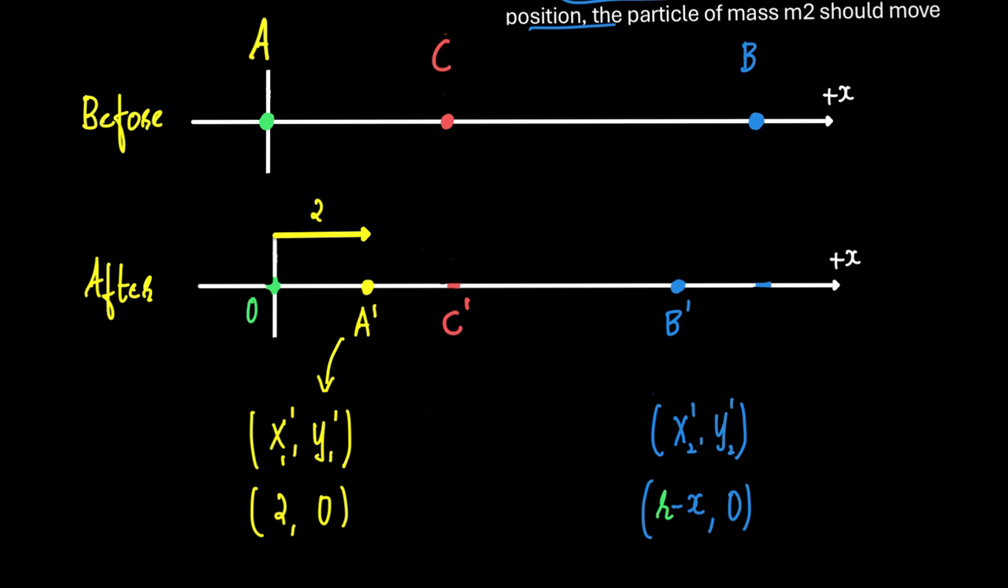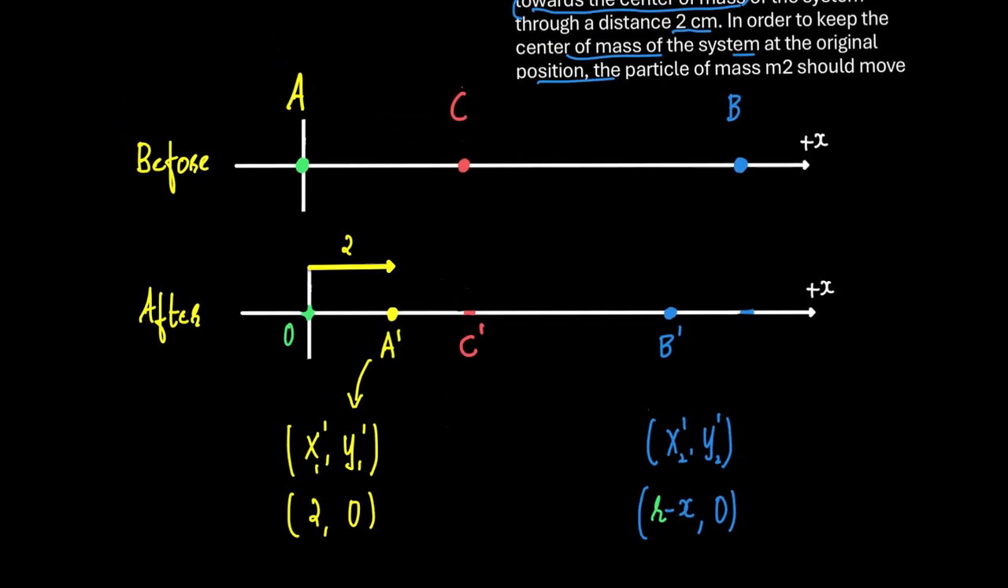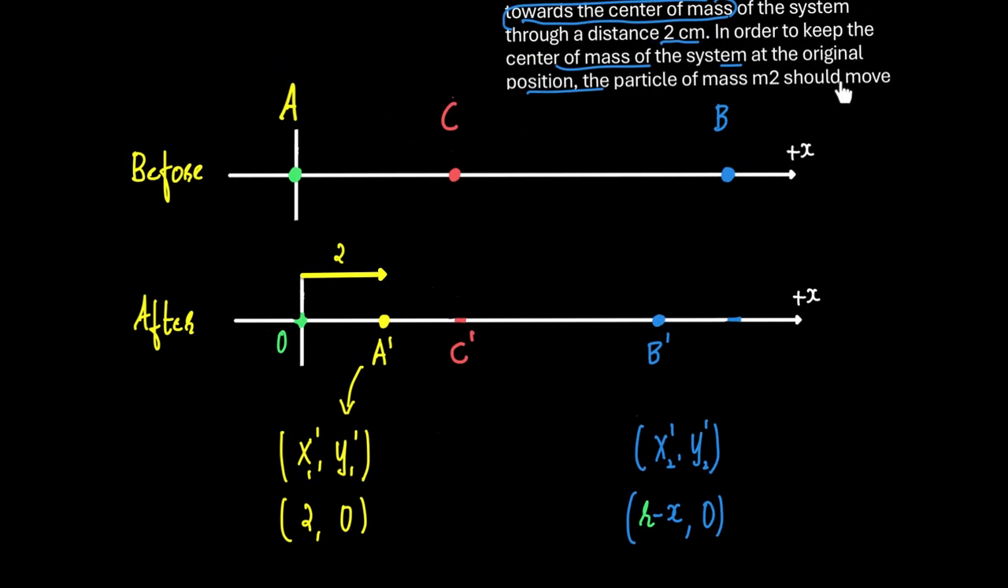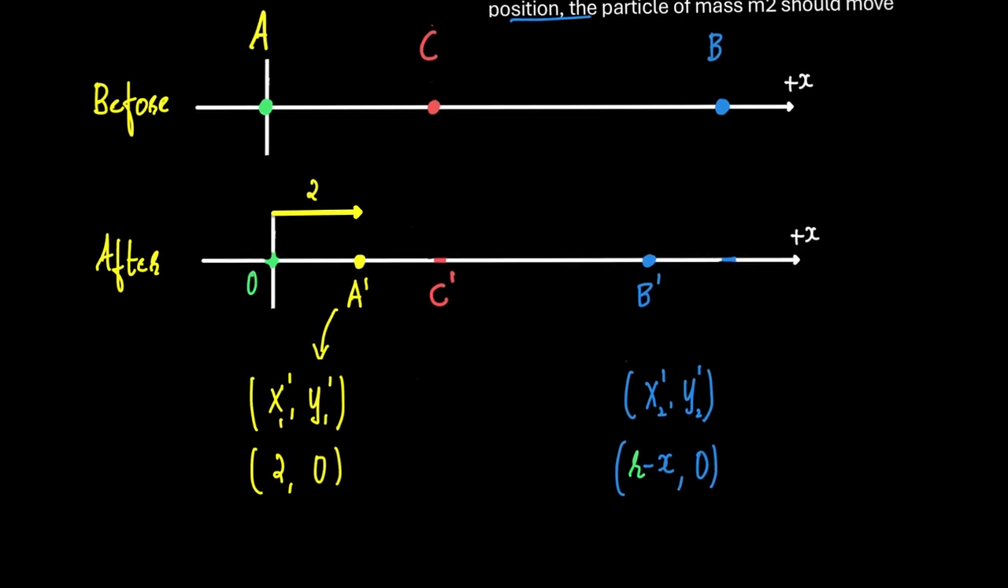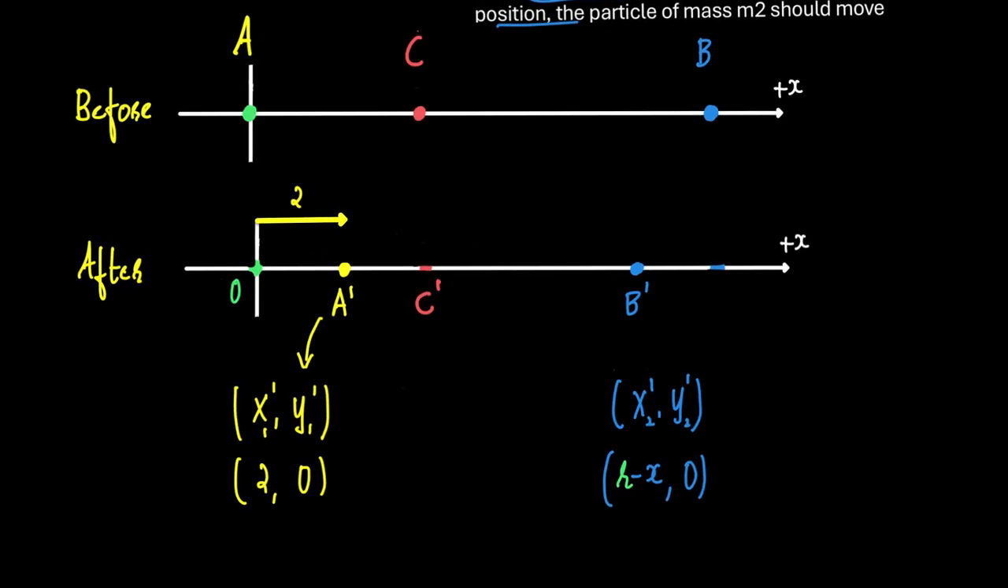So when we have the particle A with mass m1 moving towards the center of mass, we have mass m1 here, it moved towards the center of mass C by a distance of 2 centimeter. It is given in the question that m2 will also move, right? M2 will also move. So we will have to consider the relative positions of A and B after this movement. So I have drawn two graphs here, one which is before, the other which is after.